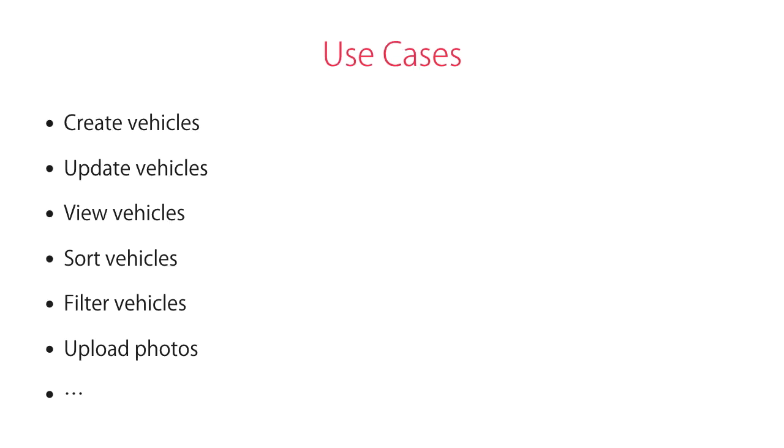Here are some examples. The user should be able to create vehicles, update vehicles, view vehicles, sort them, filter them, upload photos, and so on. Just write this down on a piece of paper. Keep it very simple. Now, once you have these use cases, you need to find their dependency.